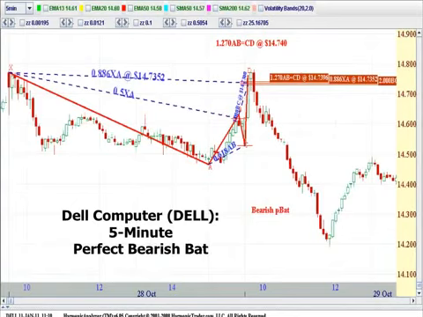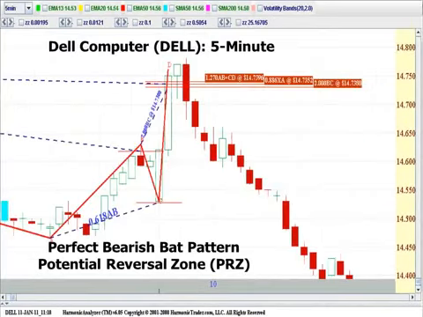Here we have a perfect bearish bat on Dell Computer. Again, the 50% XA leg combined with the 1.27 AB equals CD and the .886 XA leg to mark critical short-term resistance.